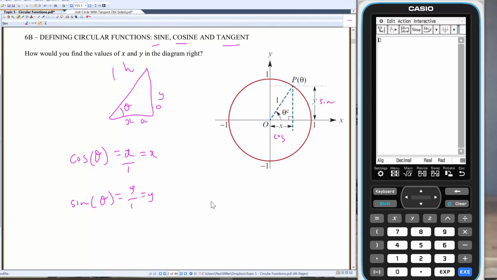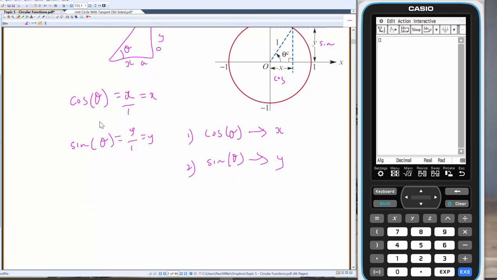Okay, so the way to remember that, girls, is I think about it: cosine theta and sine theta in alphabetical order will appear like that. Cosine would be first, sine would be second. And then the values that I'm talking about, either x or y, if I put them in alphabetical order, will be x first, followed by y second. So cosine is x, sine is y. It's convenient that it works like that.